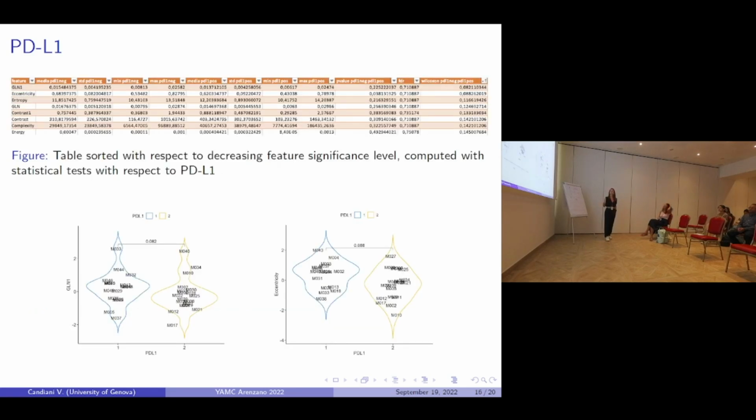And in this case, the most significant feature was GLN, gray level non-uniformity, which is a special case, and the second one was eccentricity, but once again, you cannot really see much difference here. So we're still in the process.